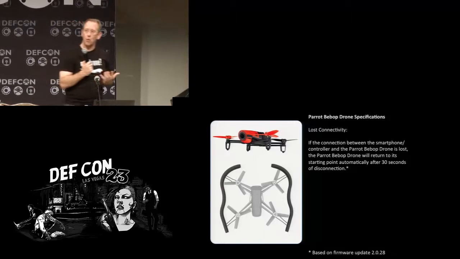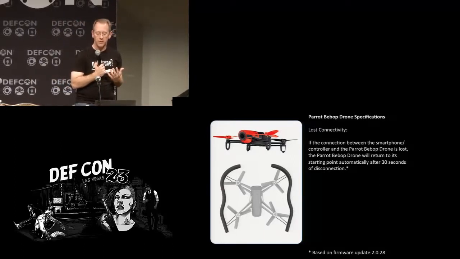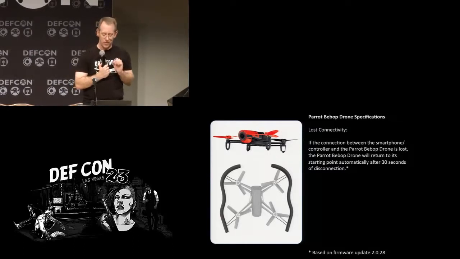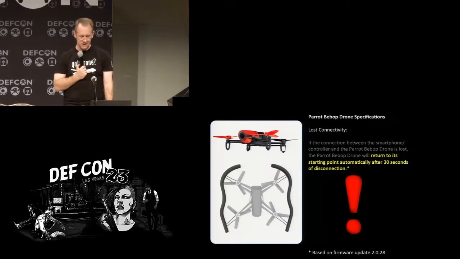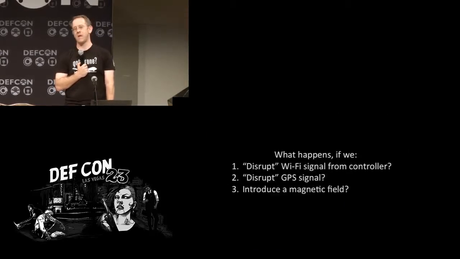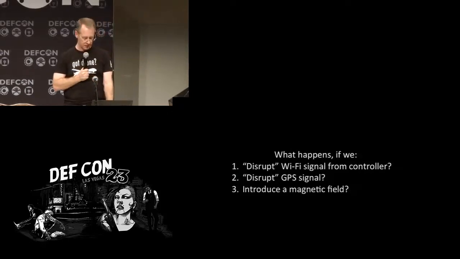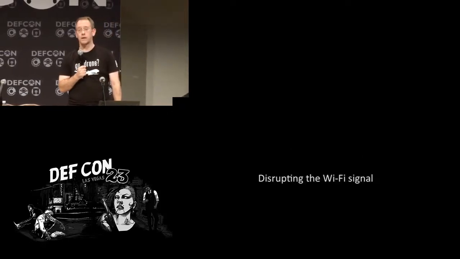There's something else I wanted to take a look at, and I see this in your documentation. If the Bebop drone loses connectivity with the controller for 30 seconds, this thing is supposed to fly home. That makes me want to say, what would happen if I screw with the Wi-Fi signal? Or what happens if I screw with GPS? Or what happens if I introduce a magnetic field around the thing? So let's go through it real quick.